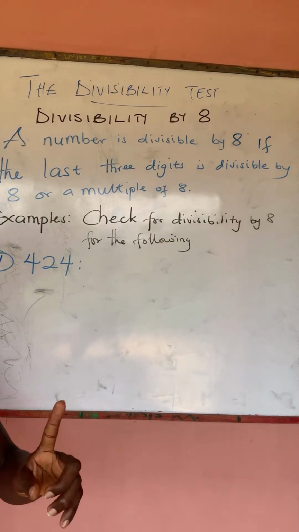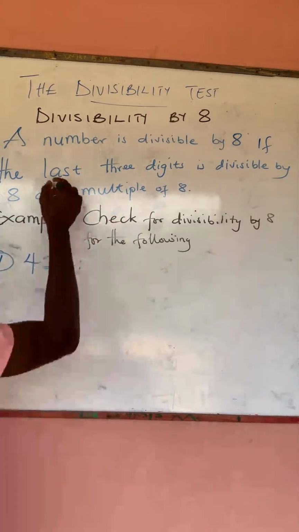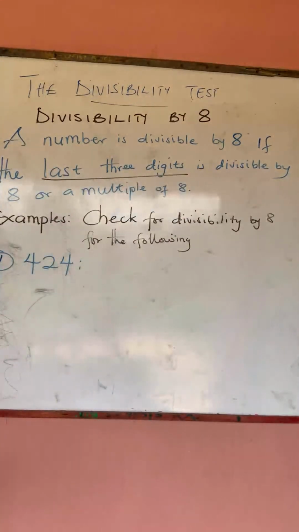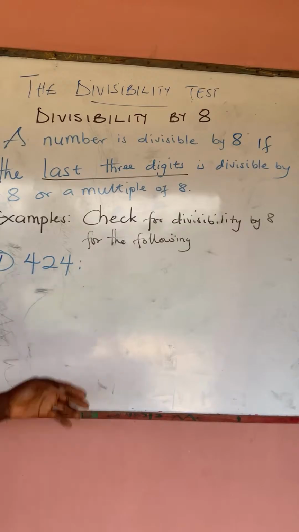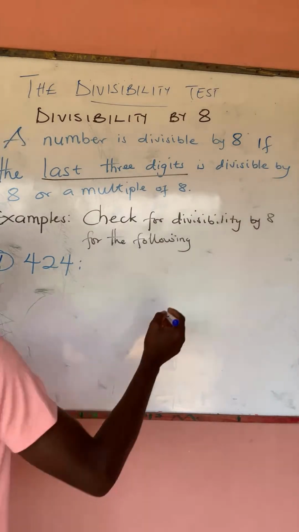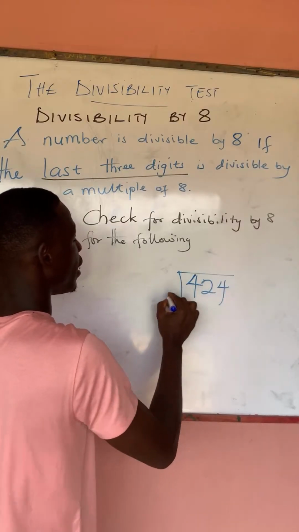And note that the rule says if the last 3 digits of the number is divisible by 8. And unfortunately for us, we have only 3 digits. So we're going to divide 424 by 8 to see if this number is divisible by 8. Okay? So you can use the long division method. Let us all use the long division method together. So you get 424 divided by 8.